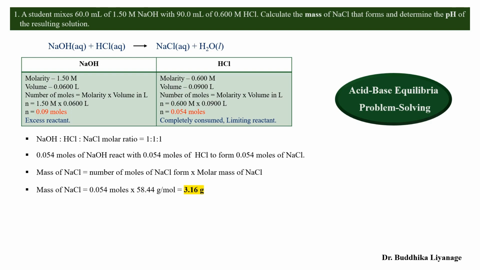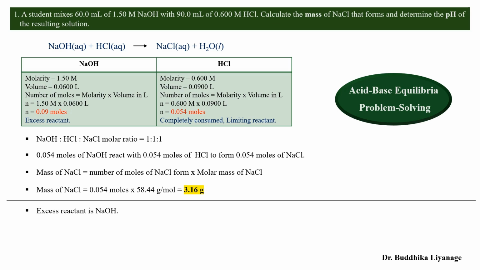Part 2 of the question: we need to determine the pH of the resulting solution. Now we know the excess reactant is NaOH. Sodium hydroxide is a strong base. It completely ionizes into sodium plus and OH minus. So for the excess sodium hydroxide moles, 0.09 moles were initially available, but the reacted amount is 0.054. The excess amount is 0.09 minus 0.054. That is 0.036.